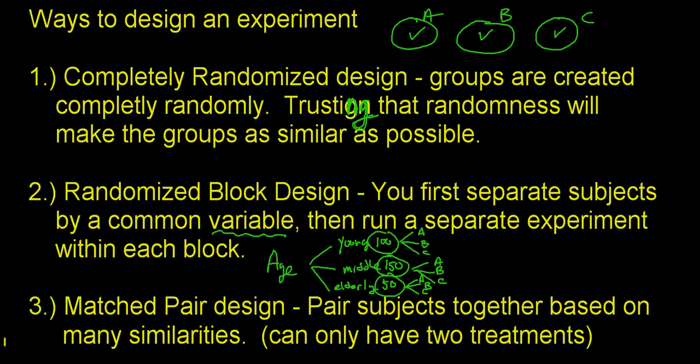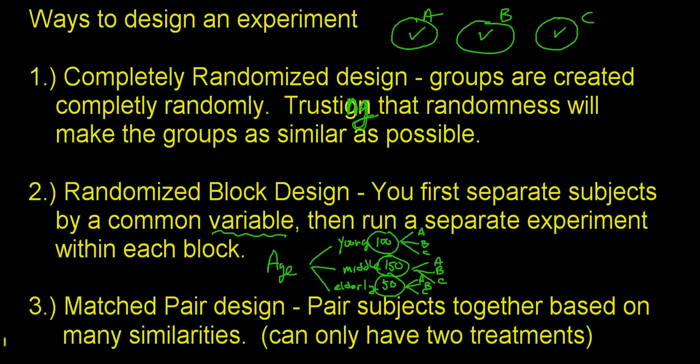See, if we go back to completely randomized, well, we hope that every group has old, young, and middle-aged, but you never know. Maybe group A has no young people in it. I mean, it could happen, right? All the young people go into group B and group C, so at the end, nobody that's young took medication A. That could be a problem. That could become a confounding variable.